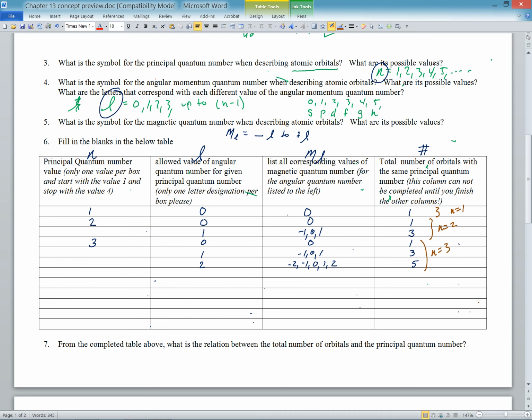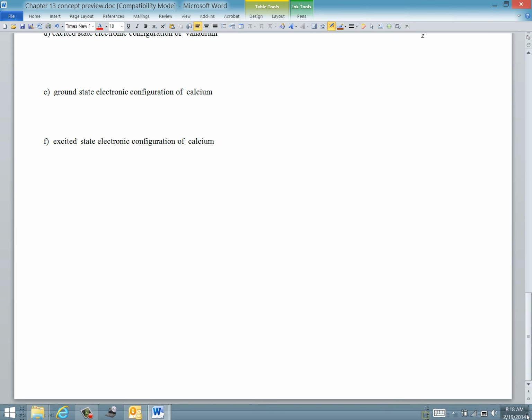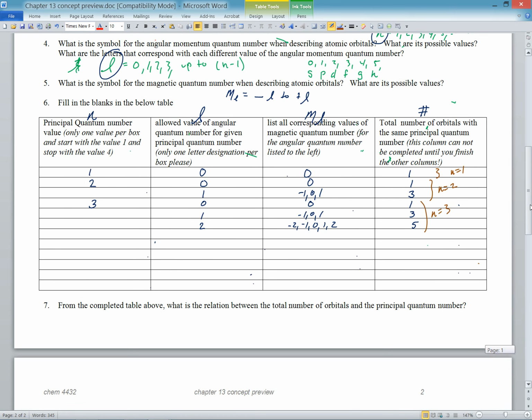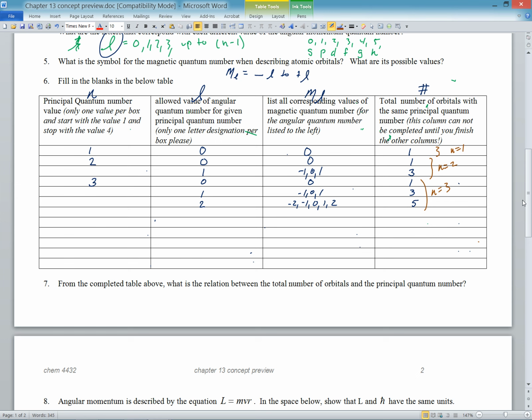So for n equals 3, did we answer those right, though? We're right so far. So if n equals 3, what's the total number of orbitals? If n equals 3, you'd have 9. When n equals 2, you'd have 4. When n equals 1, you just have 1.